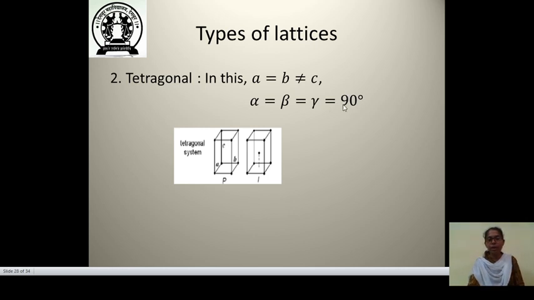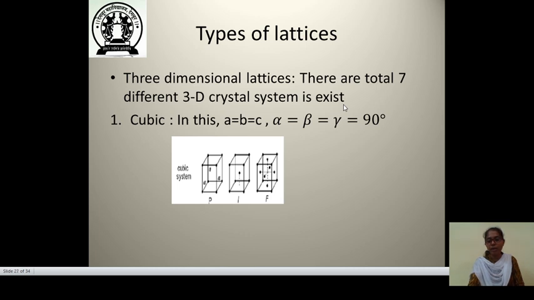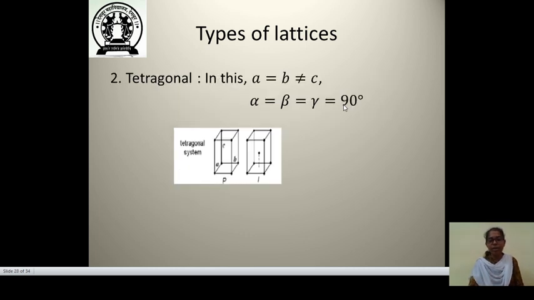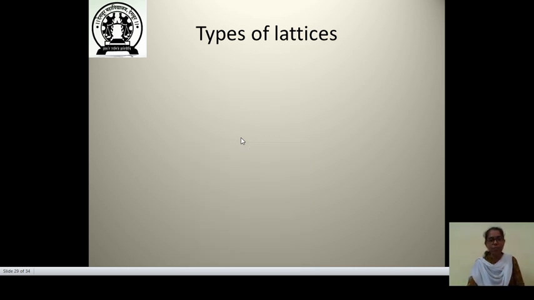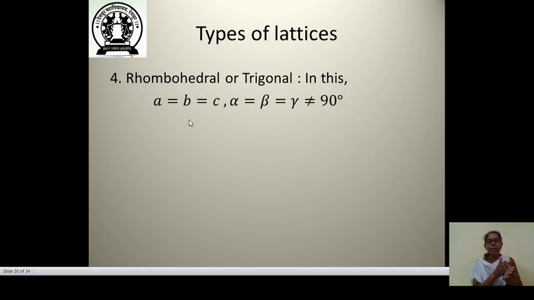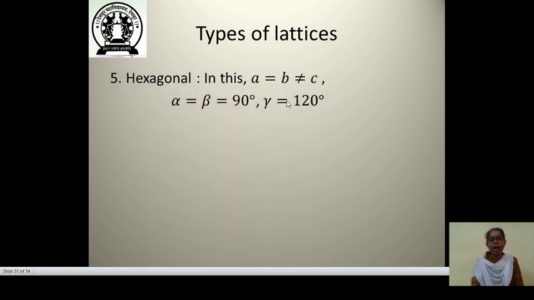Here alpha is equal to beta is equal to gamma is equal to 90 degrees. For this also alpha is equal to beta is equal to gamma, but lengths are equal. Here the lengths are different. Next, here all 3 lengths are different and the angle is the same. This is all about the third: first break the length sides and keep the angle equal to 90 degrees. After that, for the fourth, keep the same length A is equal to B is equal to C of the first, cubic, and after that break the angles: alpha is equal to beta is equal to gamma but not equal to 90 degrees. After that, for the fifth, A is equal to B is not equal to C, means length is similar to the tetragonal but there is change in the angle: alpha is equal to beta which is equal to 90 degrees and gamma is equal to 120 degrees.